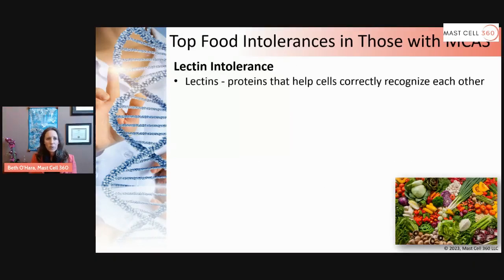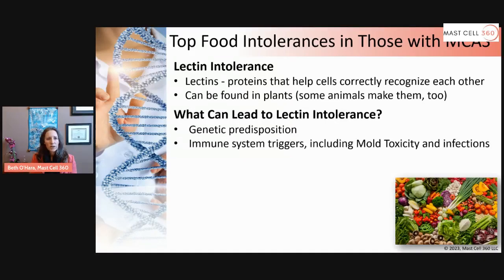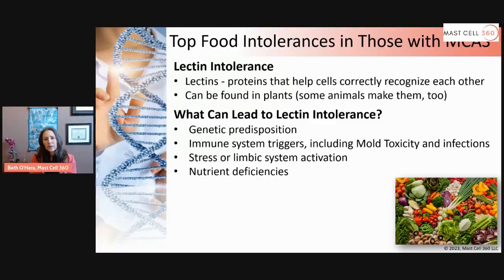So lectins, you all probably know, these are proteins. Cells use them to help recognize each other. They can be found in plants. Some animals can also make them. But lectin intolerance can come from genetic predispositions, an immune system triggers. Mold toxicity is a trigger for lectin intolerance. Stress can be a trigger, and certain nutrient deficiencies. But lectin is more of an immune sensitivity instead of something like histamine where you can't break it down. Lectin is going to be more like the category of wheat where your body is attacking those lectins.